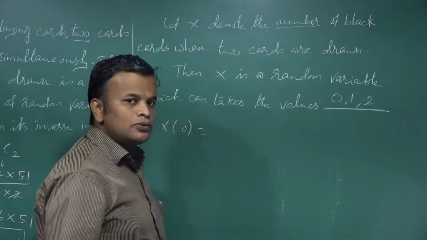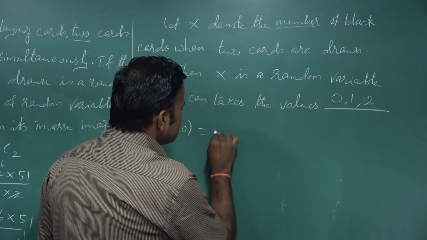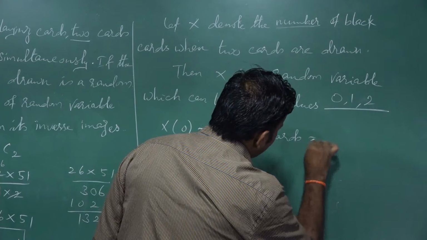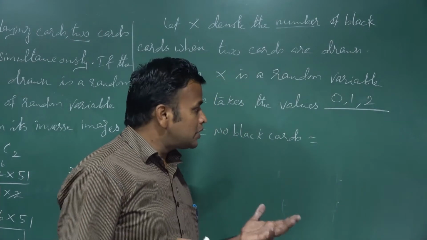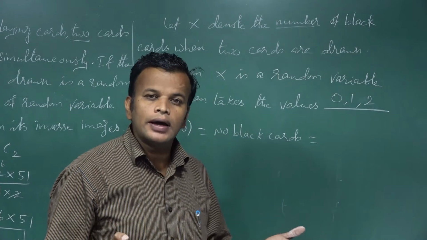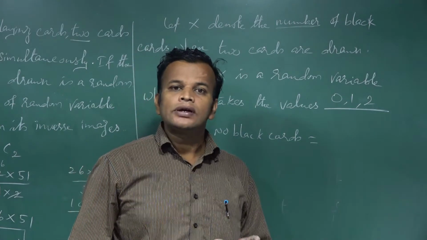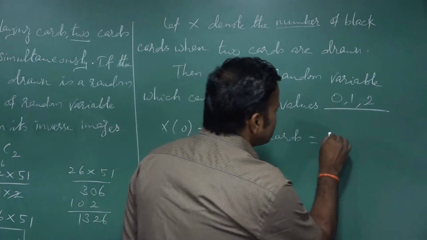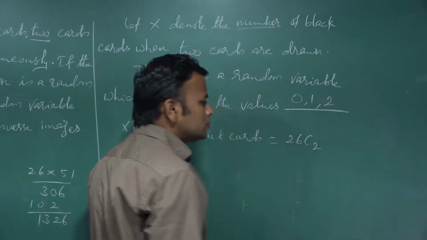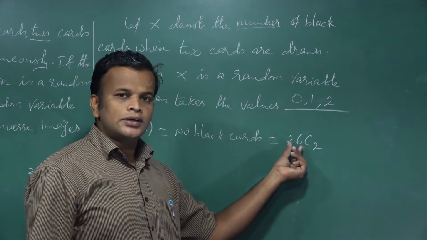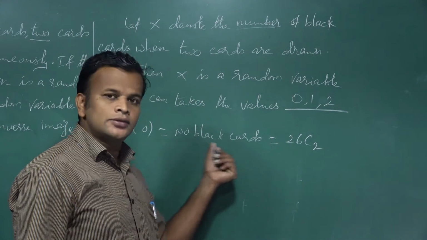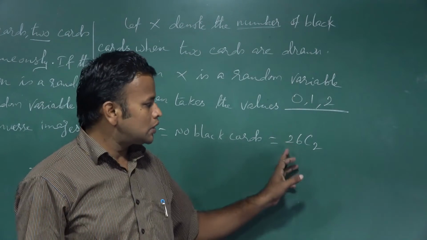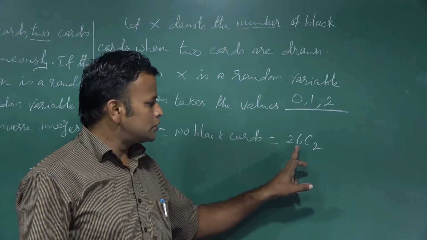First we find X of 0. X of 0 means no black cards. No black card means both cards are red. How many red cards are there? There are 26. What is the reason we write 26 here? We assume no black cards, so the red cards will come out of 26 red cards, 2 cards will come. So 26C2.